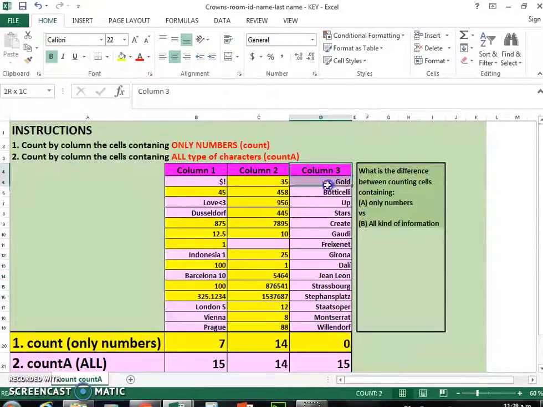Column 3 contains only words. So if we want to count the cells that contain only numbers, then the answer is going to be 0. And if we want to count the cells that contain all type of information, it's going to be 50.